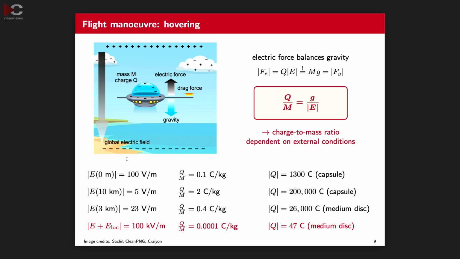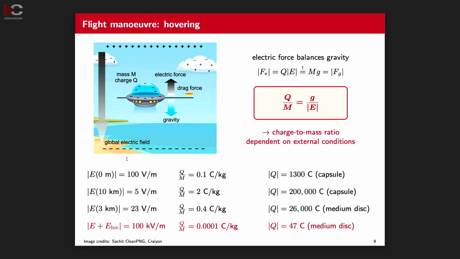Now let's take a look at what happens if we change the shape of the UFO, and let's take the medium disk. And let's assume that it hovers at a medium altitude of about 3 kilometers. Then we have an electric field strength of 23 volts per meter, which gives us a Q over M ratio comparable to the one of our first case here, 0.4 coulomb per kilogram. But still we end up with a very high charge that we have to put on this medium-sized disk UFO. So this doesn't seem to be feasible.